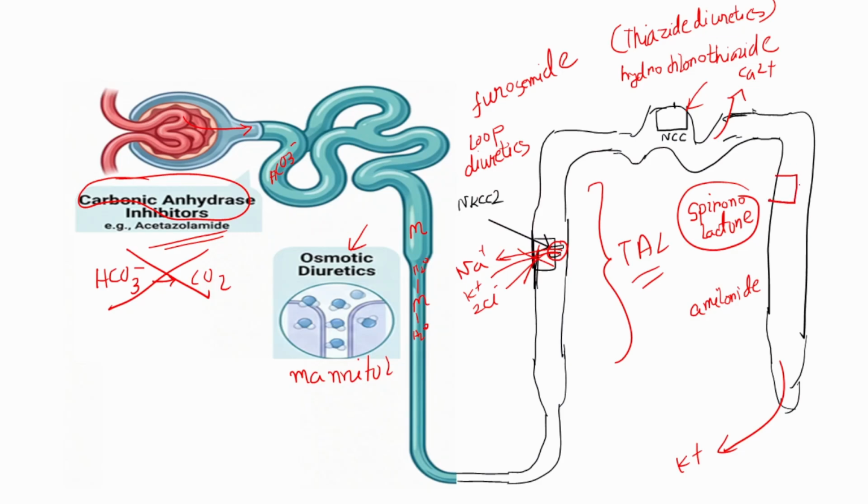Let's say this is a cell. It was supposed to have two channels. Let's say one channel here, ENaC, actually here, the apical membrane. Another one, let's say this one, is ROMK. When both of the channels are blocked, potassium cannot get out, and at the same time, sodium cannot be reabsorbed.